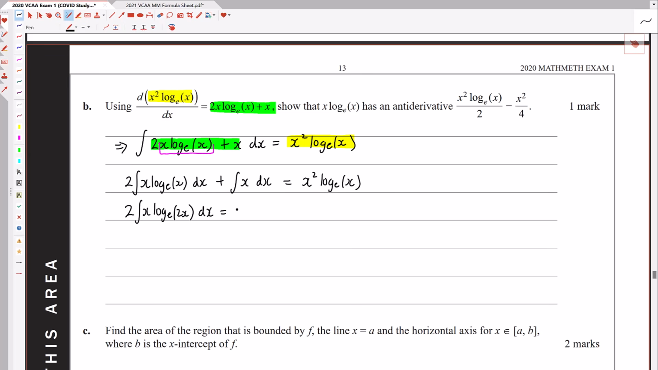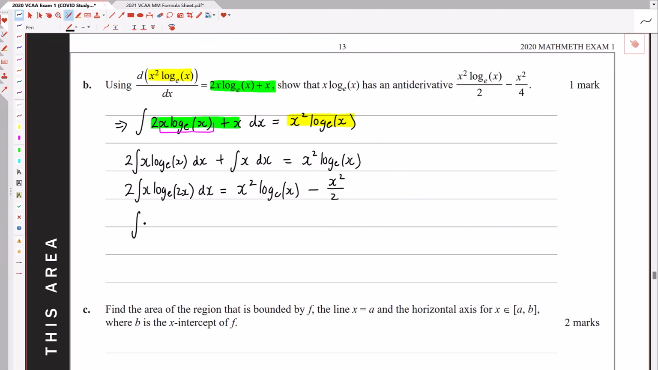So we're going to subtract that. We're going to have x squared log e of x minus the antiderivative of x, and the antiderivative of x is x squared on 2. And then we need to divide everything by 2. So the antiderivative of x log e of x is x squared log e of x on 2 minus x squared on 4, which is what we were being asked to show.